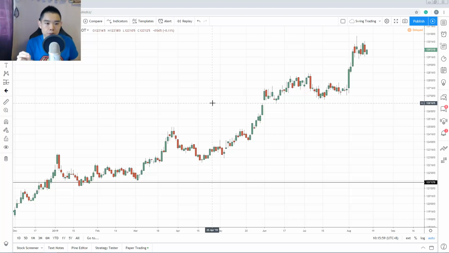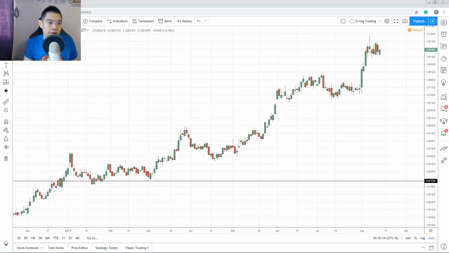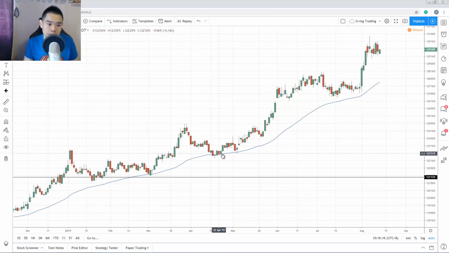So one trick that I'm going to share with you to help you time your entry is to ask yourself, where is the area of value on the chart? When the market is trending, there is always an area of value. It could be the 20 MA, it could be the 50 MA, it could be a trend line. In this case, it's a healthy trend, and usually in a healthy trend the area of value is the 50 MA, this blue line over here.